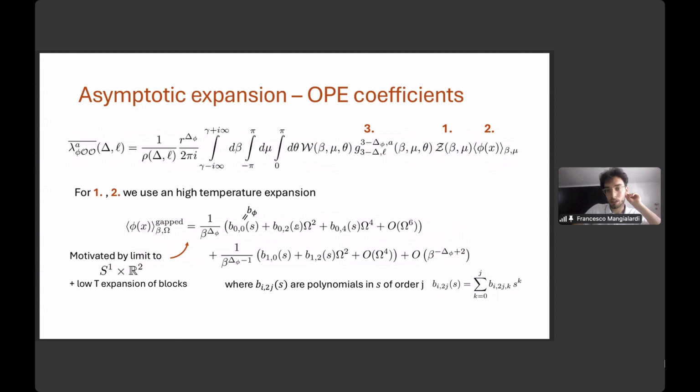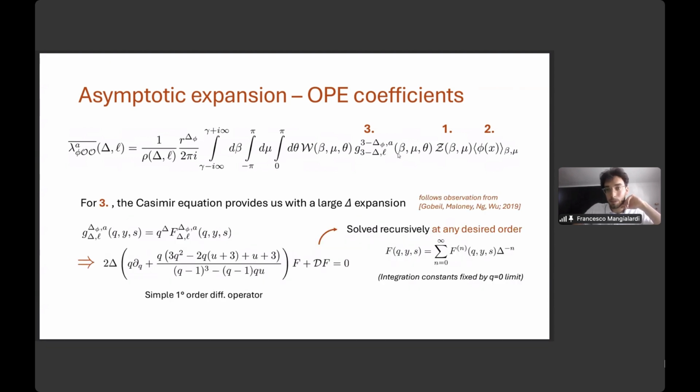In particular, you see that the dependence on omega is just in even powers of omega. And these functions, b of s, are polynomials in S with power which is bounded by the power of omega. So the first term here is just the usual constant term, which people call b phi. And then this is a linear term, this is a quadratic term, and so on. So this is the type of structure that we have for the one-point function.